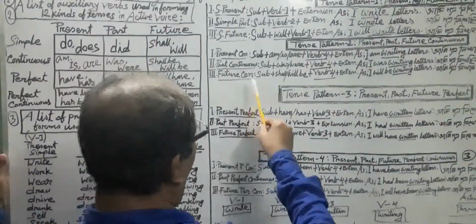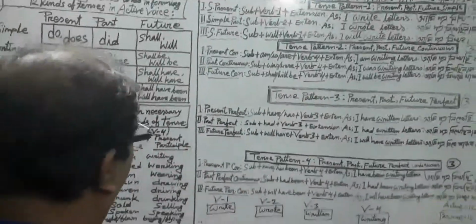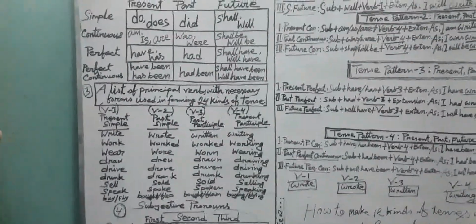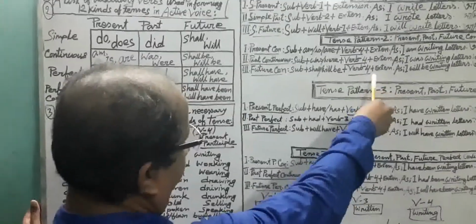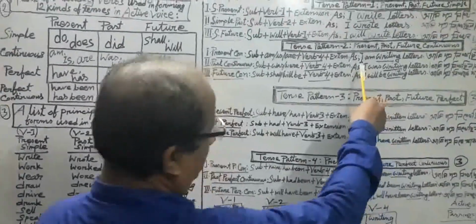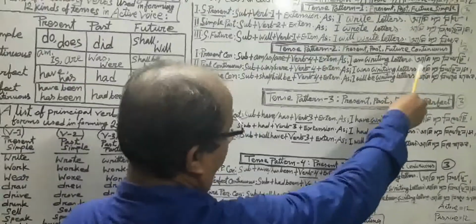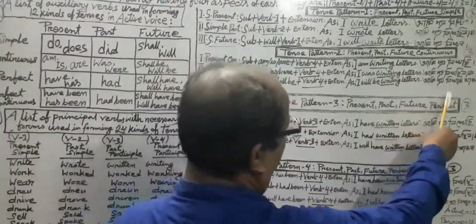In the same way, for future continuous tense: subject plus shall be or will be, here you see shall be, will be, then verb 4, once again. So one thing you need to remember: for all the 3 continuous tenses, verb 4 is applied here. Verb 4 means the ing form. The example sentences are: I am writing letters, I was writing letters, I will be writing letters.